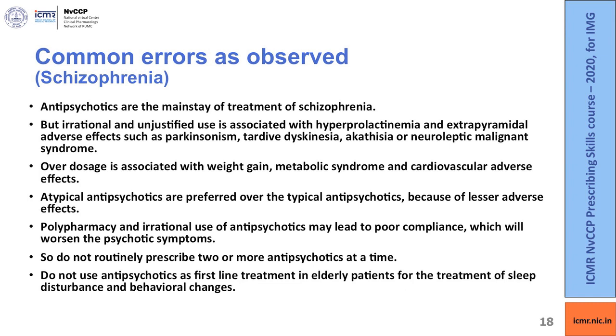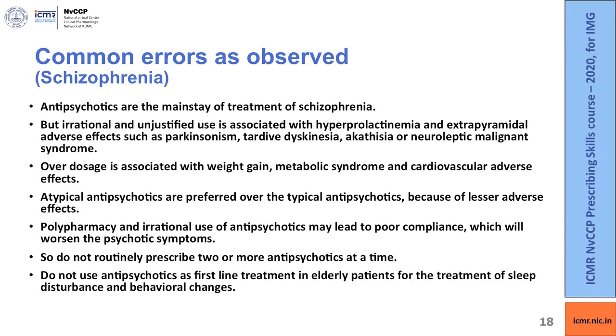So, what are the common errors which are observed when we treat a patient with schizophrenia? Remember, antipsychotics are the mainstay of treatment of schizophrenia, but irrational and unjustified use could result in hyperprolactinemia and extrapyramidal adverse effects such as Parkinsonism, tardive dyskinesia, which is at times very difficult to treat. Overdosage could be associated with weight gain, metabolic syndrome and cardiovascular effects. We prefer atypical agents over typical antipsychotics because of lesser adverse effects.